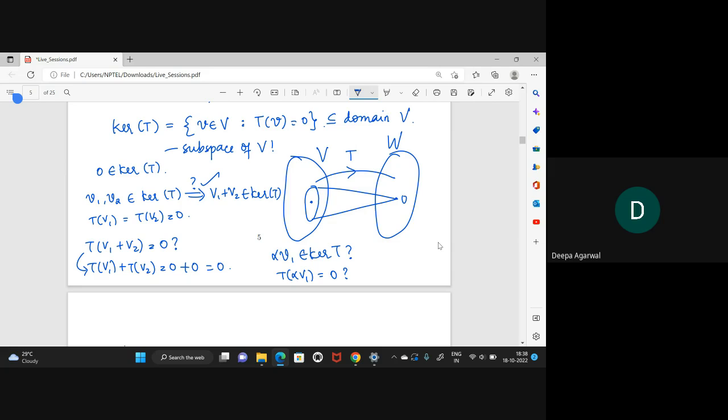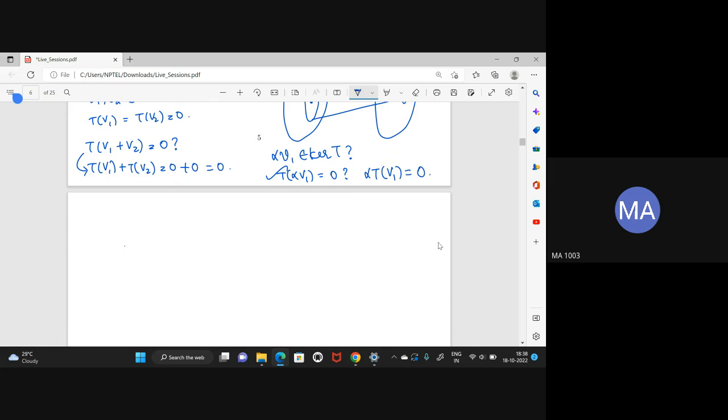We can get alpha T of V1, alpha V1 is equal to 0. I know that T of alpha V1 is equal to alpha times T of V1. And I know V1 belongs to the kernel, which means that T of V1 is 0. So this gives me 0, which means this is satisfied. So the kernel of T is a subspace of the domain.